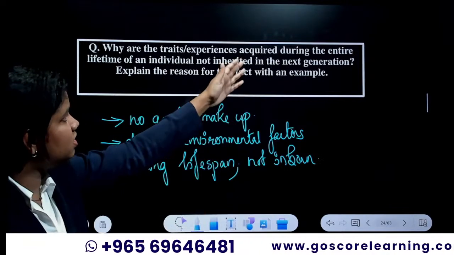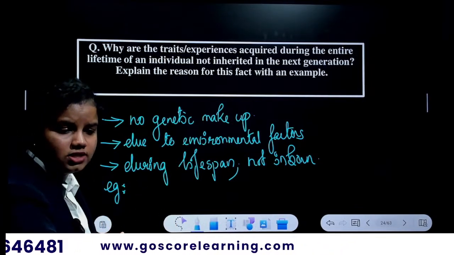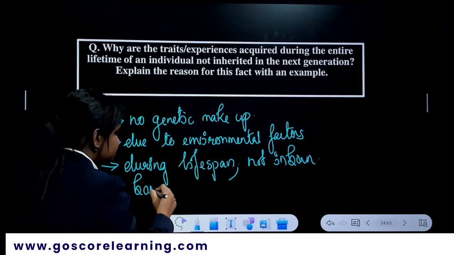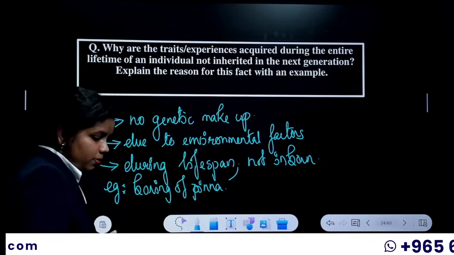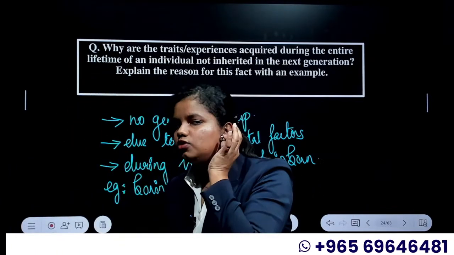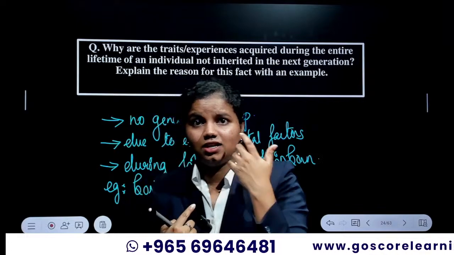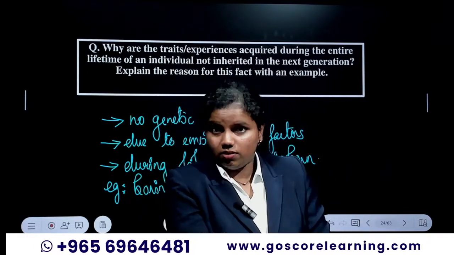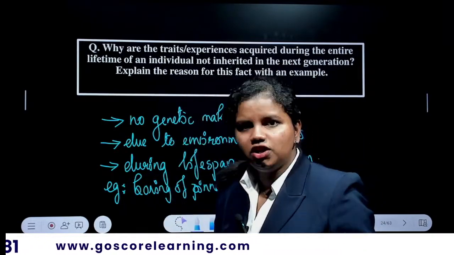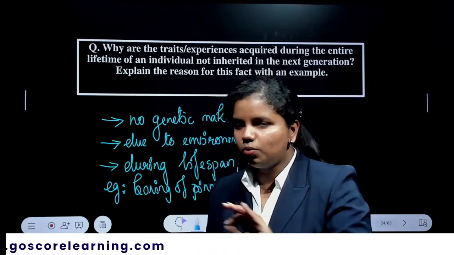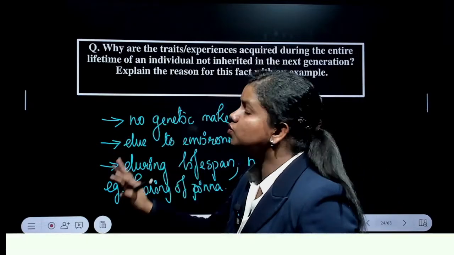And explain the reason for this fact with an example. From the comments itself, I got an example: boring of the pinna. That is a good example. Normally when girl babies are born, we bore the pinna to put in earrings, right? But just because I have a boring in my pinna doesn't make my baby be born with a bored pinna. So boring of the pinna or gaining of weight are acquired characters, and nobody can pass them to the next generation. With that example, you can elaborate the answer according to the marks asked.